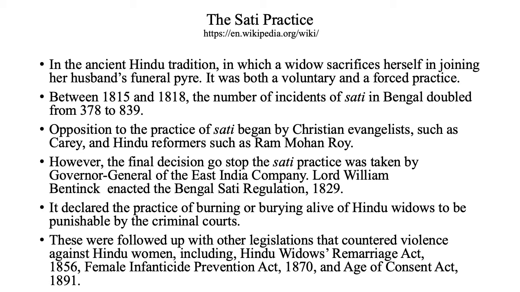These were followed up by other legislation that countered violence against Hindu women, including the Hindu Widows Remarriage Act of 1856, the Female Infanticide Prevention Act of 1870, and the Age of Consent Act of 1891.